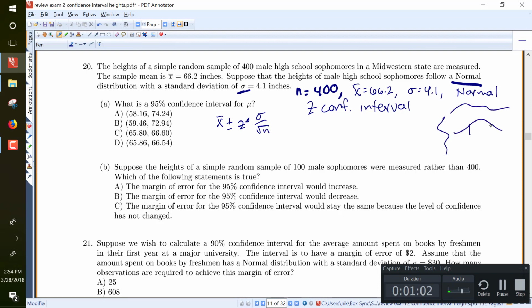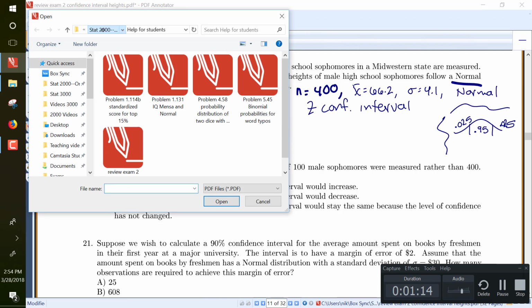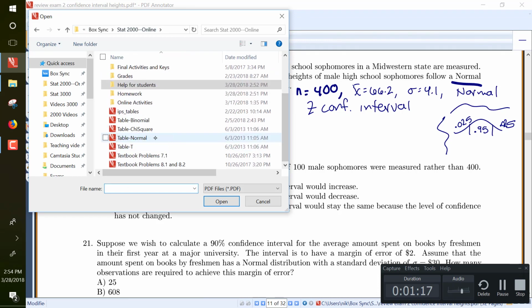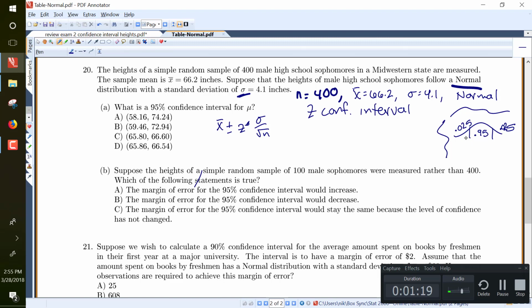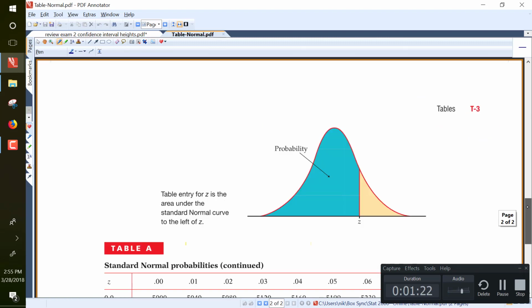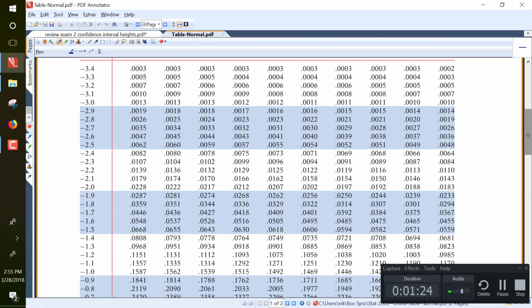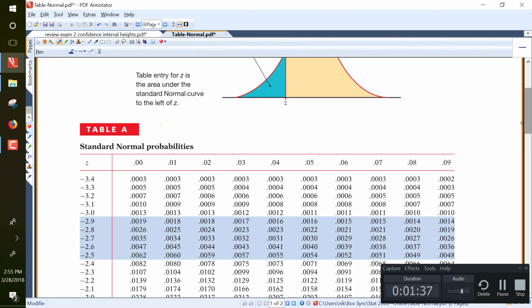If I was to draw a picture, I want a 95% confidence interval. So that means 0.95 in the middle, which means 0.025 in each tail. So I'm going to pull up my standard normal table, and I'm going to look for 0.025 in that left area. So I'm looking for an area of 0.025. Here it is. So I'm at z equals negative 1.96.